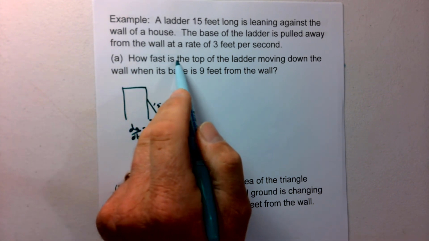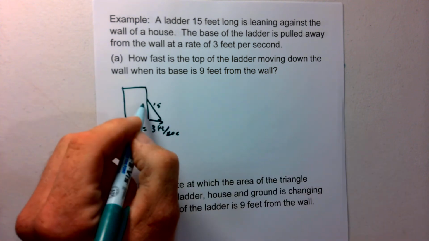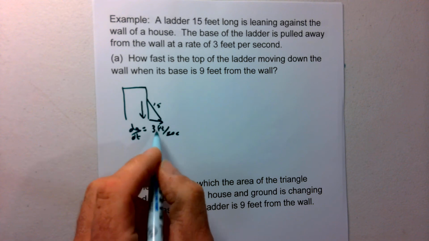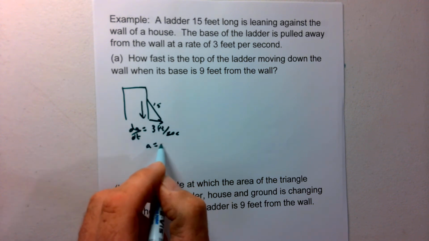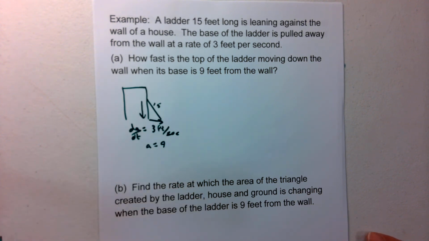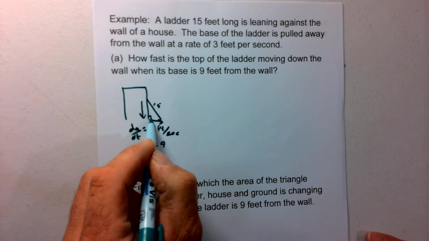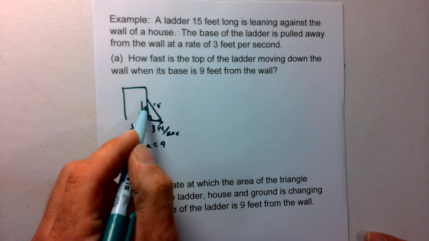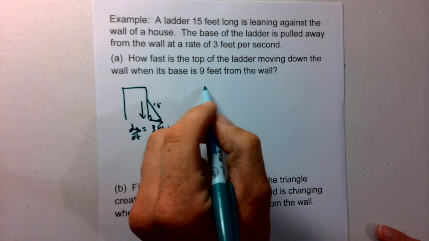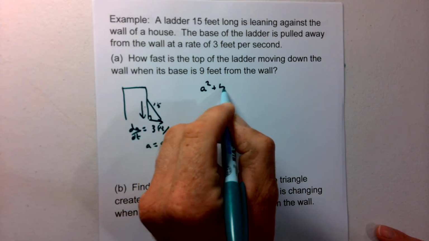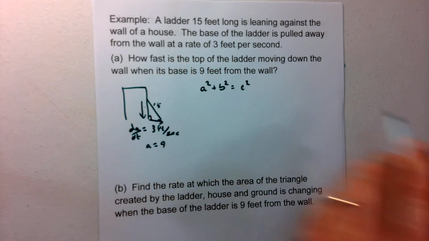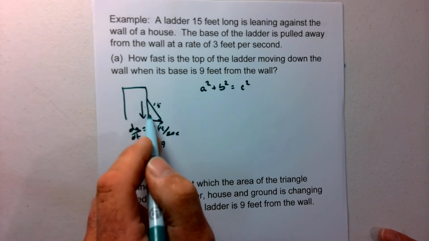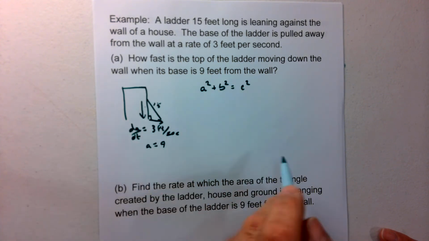Part A says, how fast is the top of the ladder moving down the wall? So we're looking for this rate when the base is 9 feet from the wall. So we know that A is going to be 9. We know that this is going to be a right triangle. Very important, because now we have a relationship between the 3 sides of a right triangle. We should remember that a squared plus b squared is going to equal c squared, where a and b are the 2 side lengths, or the 2 legs, and c is the hypotenuse.